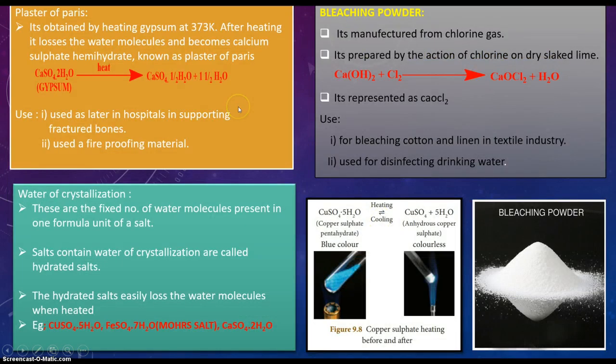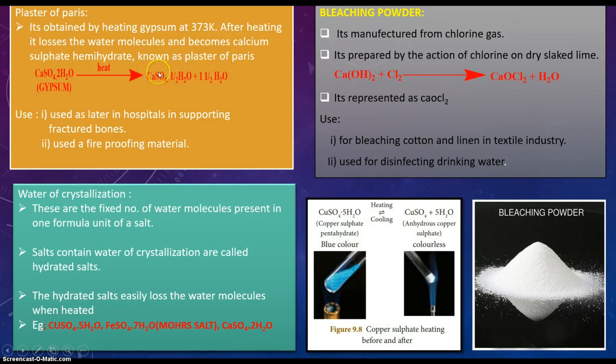Now the third compound is called plaster of Paris. It is mainly obtained by heating gypsum. Gypsum means calcium sulfate 2 water. By heating the gypsum, we get a compound called calcium sulfate hemihydrate, CaSO4 half H2O, with the liberation of 1.5 moles of water. So this calcium sulfate hemihydrate is called the plaster of Paris.